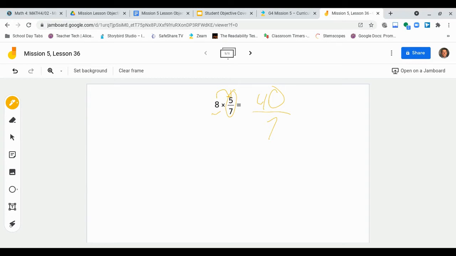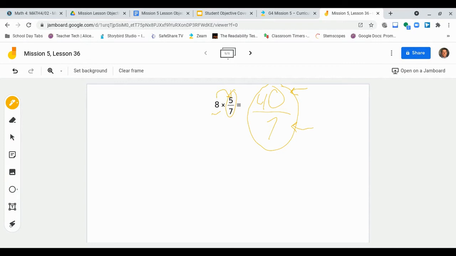Now, in the previous lesson, we would have been done. We would have said that's good enough. But in today's lesson, we're going to take it a step further by converting this into a mixed number. Because 40 sevenths is an improper fraction, since the numerator 40 is greater than the denominator 7, that tells us it's worth more than one whole. Our job is to figure out how many wholes are in this, and what fraction I am left over with.